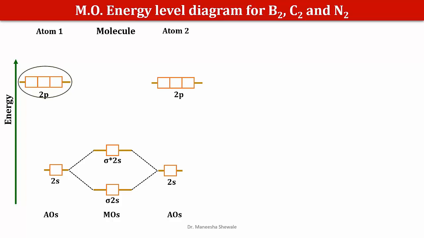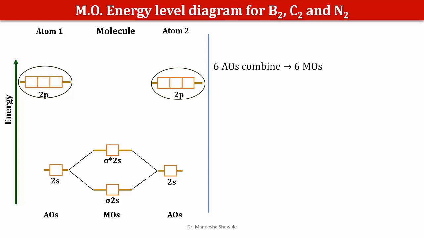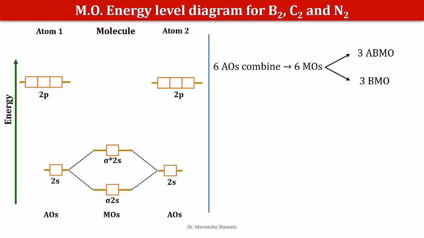Now regarding the 2p orbitals, we have 6 atomic orbitals which combine. The 6 atomic orbitals will combine to form 6 molecular orbitals. Now out of these, 3 will be the bonding orbitals and 3 will be the antibonding molecular orbitals.